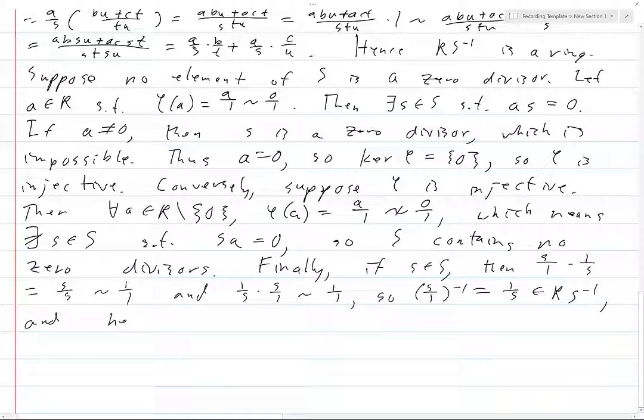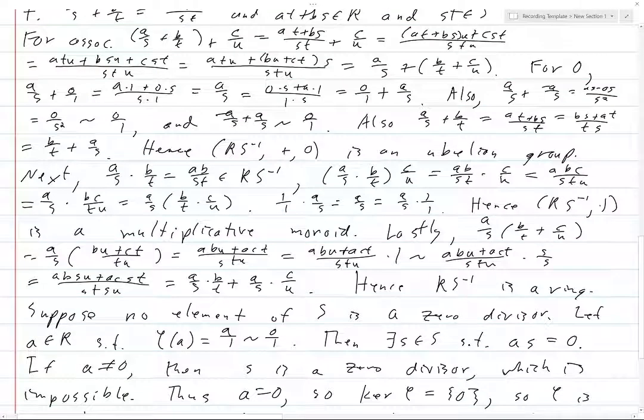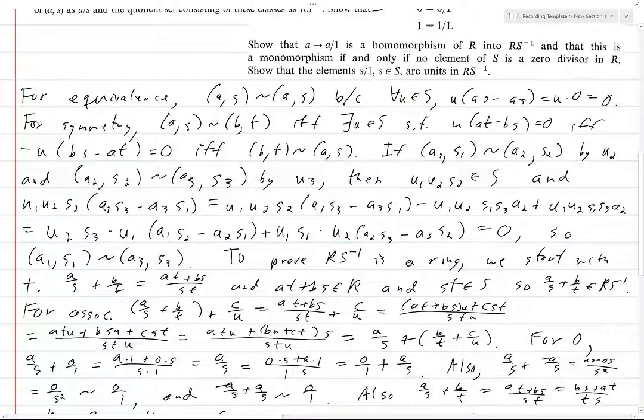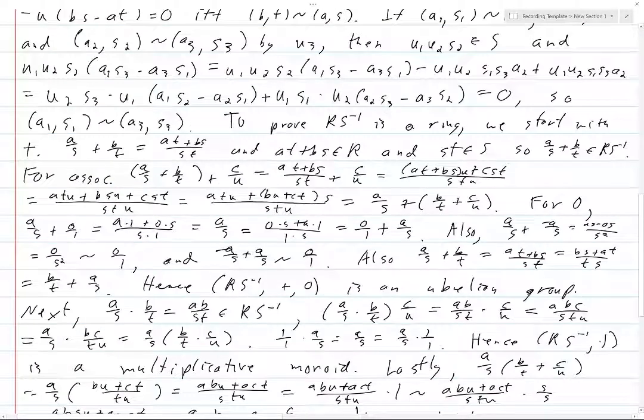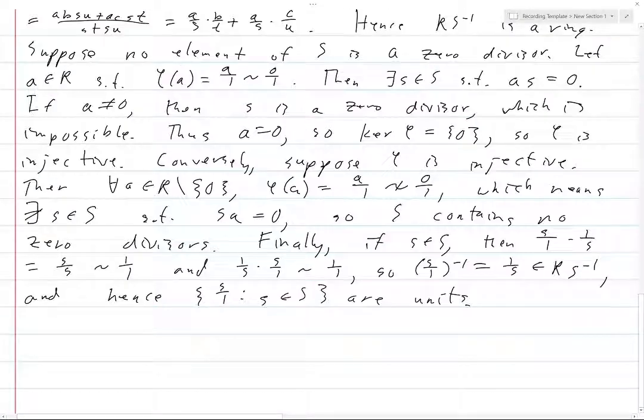And hence, the collection of elements S over 1 are units. Let me just verify that this is precisely what we wanted to show at the end here. Show that the elements S over 1 are units. Right. We don't know that these are all the units per se, but we know that in particular, these are units. So there we go.